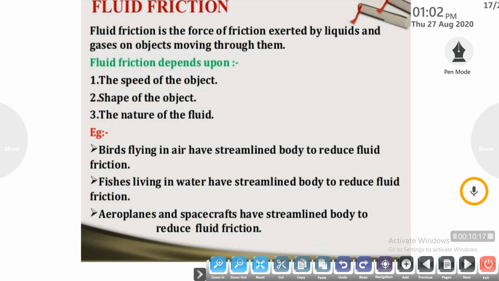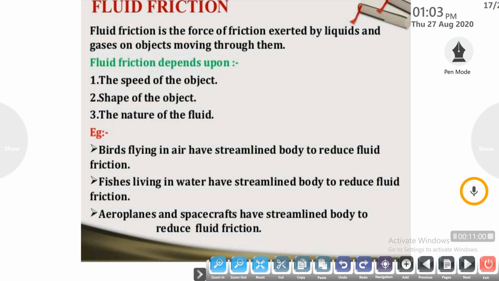The last is the fluid friction. This is very important. Fluid friction is the force of friction or the physical force that is exerted by a liquid or gas. So basically fluid friction is the force of friction exerted by liquids and gases on objects moving through them. For example, birds flying in the air are opposed by the force of friction present in air. Fishes living in water are opposed by the motion of the water. Aeroplanes and spacecraft experience fluid friction. So these all are examples of fluid friction.